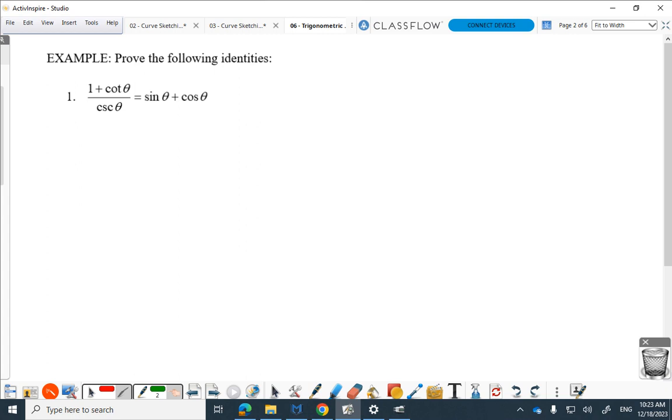After bragging about my board, I immediately have the same trouble I was having. Let's take a look here, see what's happening. There we go. Left side. 1 plus cotan theta over cosecant theta.